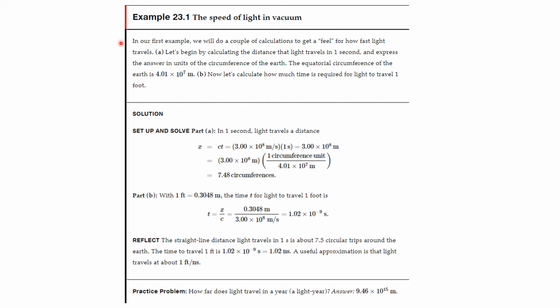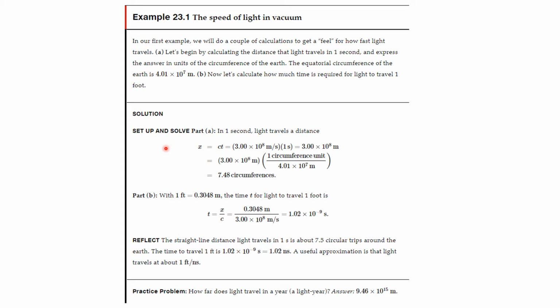Let's do some calculations with this stuff. We want to get a feel for how fast light really does move. So let's begin by calculating the distance the light travels in 1 second. But we want to change the units. This is a dimensional analysis problem. We want to express the answer in units of circumference of the Earth. And we make note that the equatorial circumference of the Earth is 4.01 times 10 to the 7th meters.